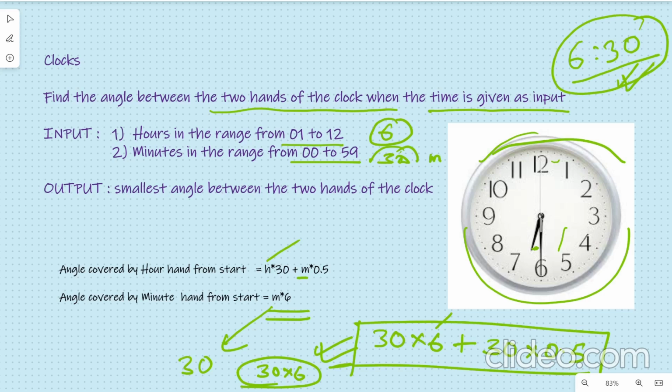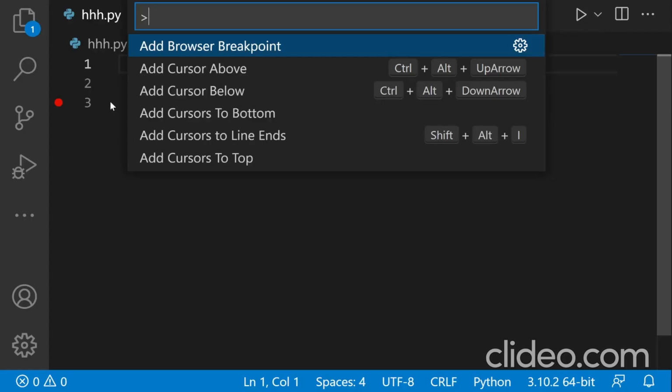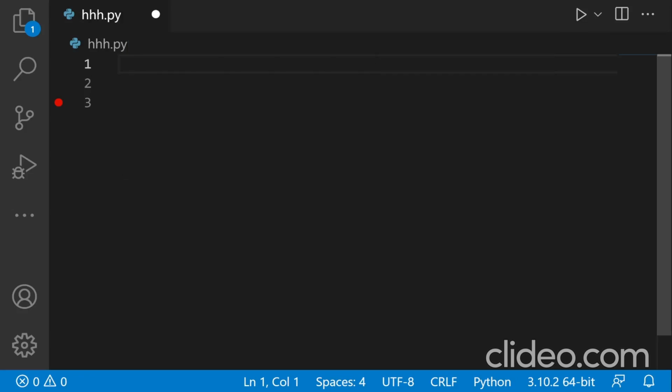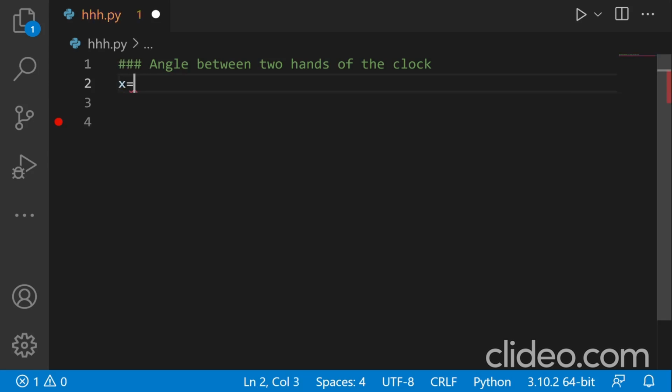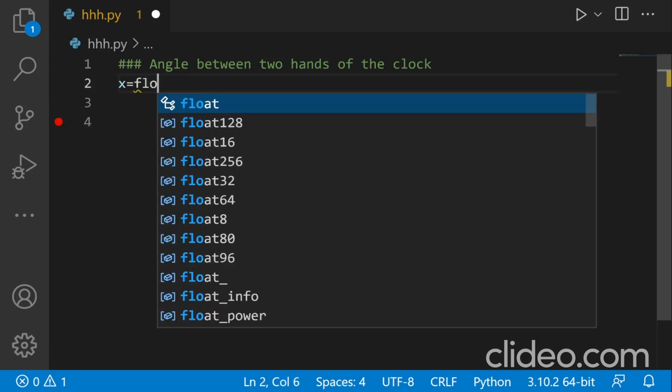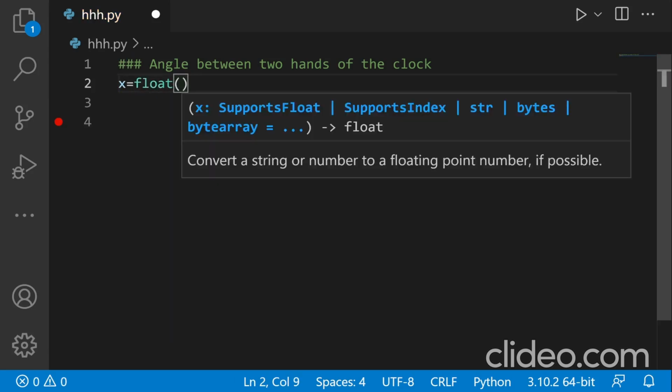So let's start writing the code for this one, guys. This program is all about clocks. I will write a comment: angle between two hands of the clock. I will take two inputs from the user. One is the number of hours, and this time I will deliberately make these values float, because degrees can be in decimals also. So float input.